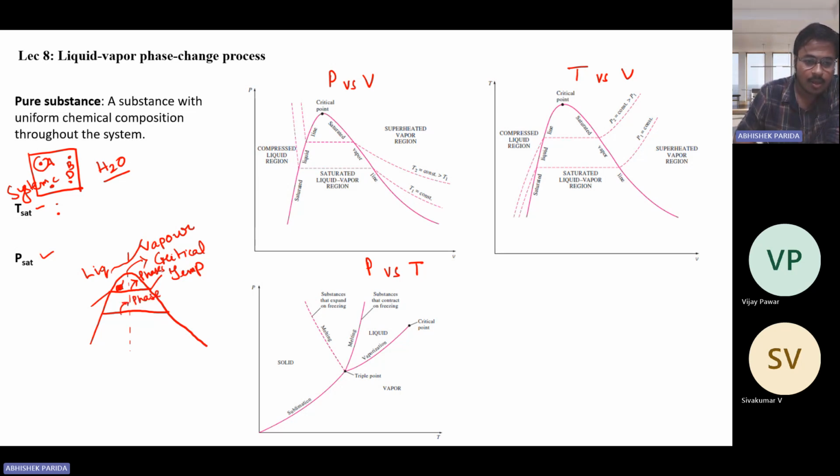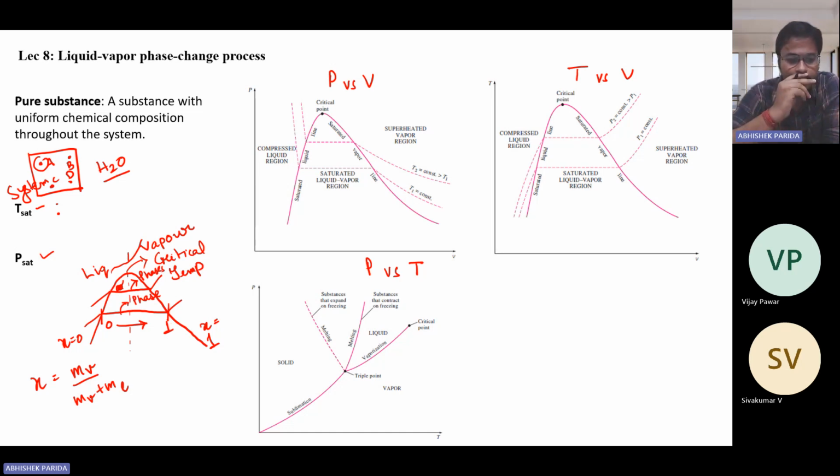And this process where liquid converts into vapor, this is where it completely converts into vapor. That is why we say quality X is equal to 1, because we define quality as mass of vapor divided by mass of vapor plus mass of liquid. And this is liquid, X is equal to 0. So from here to here, X changes from 0 to 1. Of course X is a fraction, so it goes from 0 to 1 between these two extreme points.